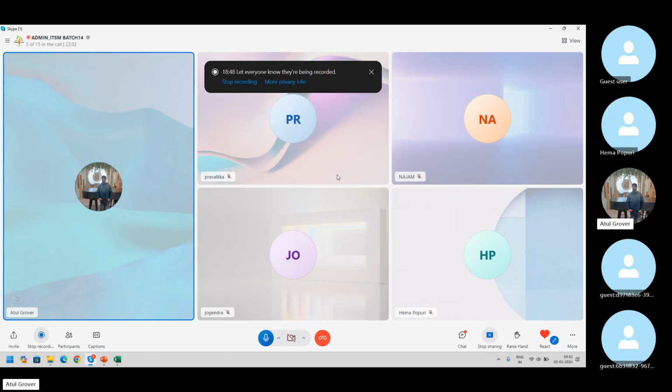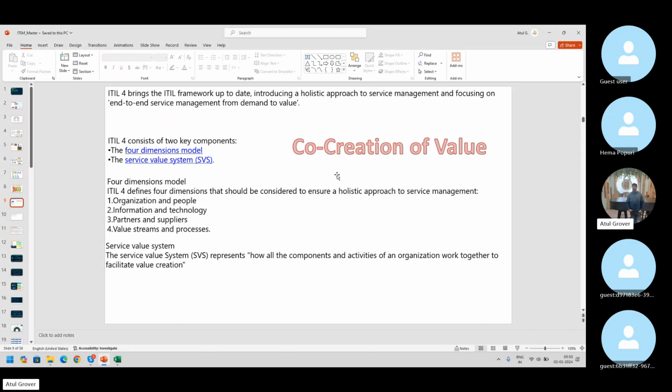So I done my ITIL certification in 2011. ITIL V3. That time it was a 5 books and you had to do. ITIL4 comes with a lot of changes. Bring a lot of new things.